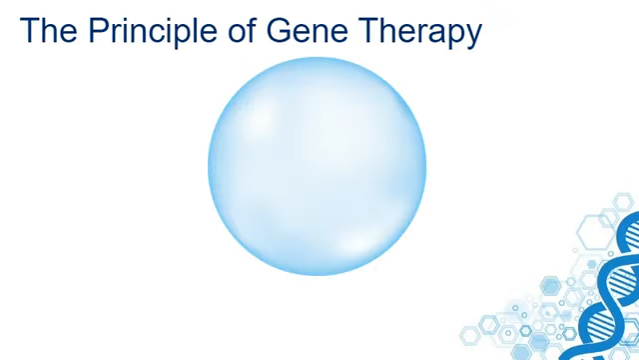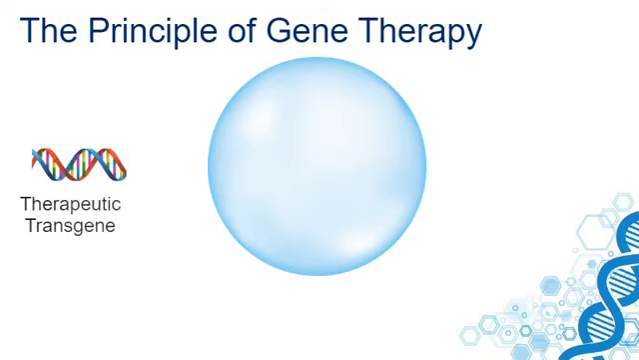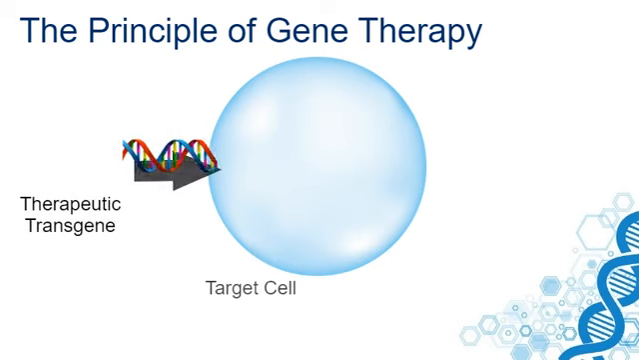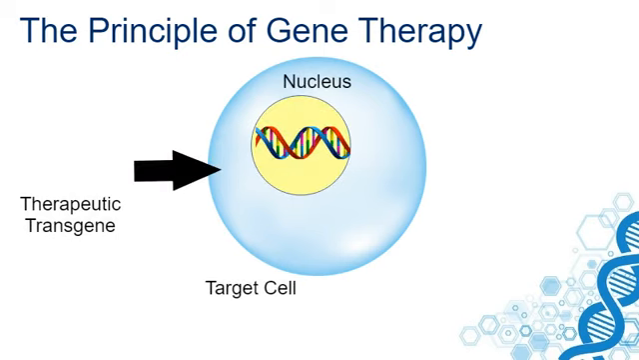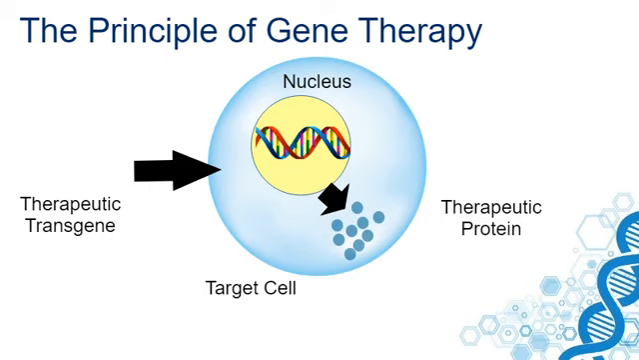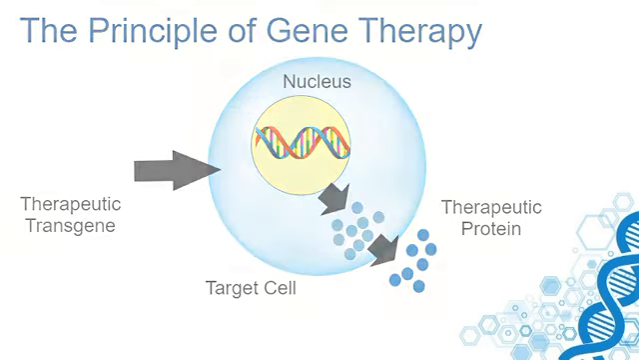The principle of gene therapy is relatively straightforward. It involves taking a therapeutic transgene, delivering it to cells where the DNA gets incorporated into the nucleus. The nucleus then expresses mRNA, which is translated into protein, and that therapeutic protein either stays within the cell or is secreted from the cell and circulates in the body as a therapeutic benefit.